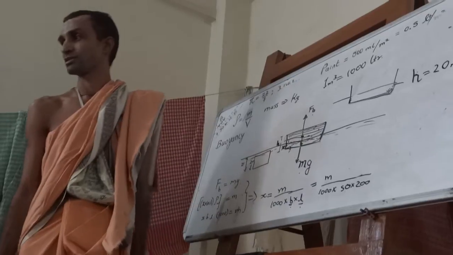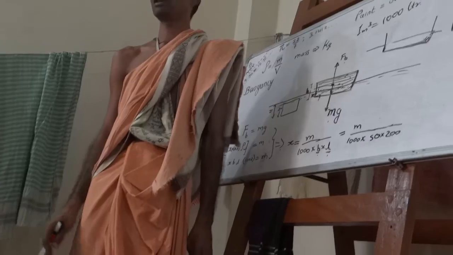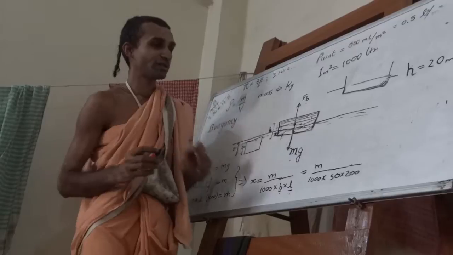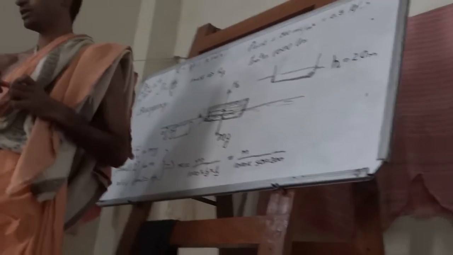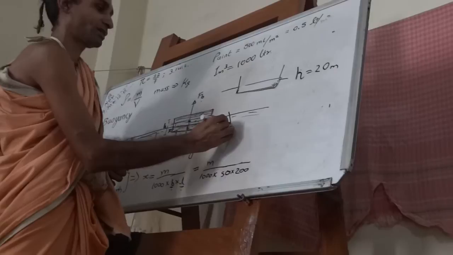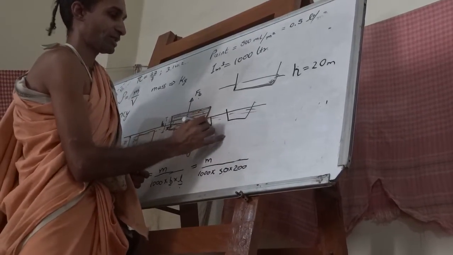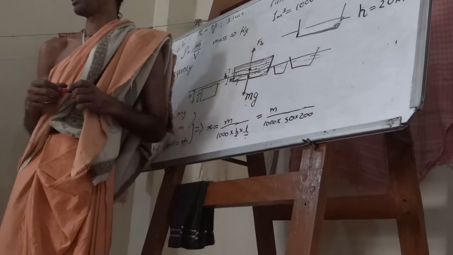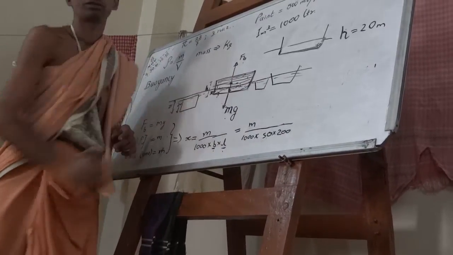If it is a wood boat, then it will float. Depending on the amount of weight which it is carrying, it will settle either like this, or even sometimes like this. It may settle down, touching the surface of the water. It may happen like that depending on the weight.